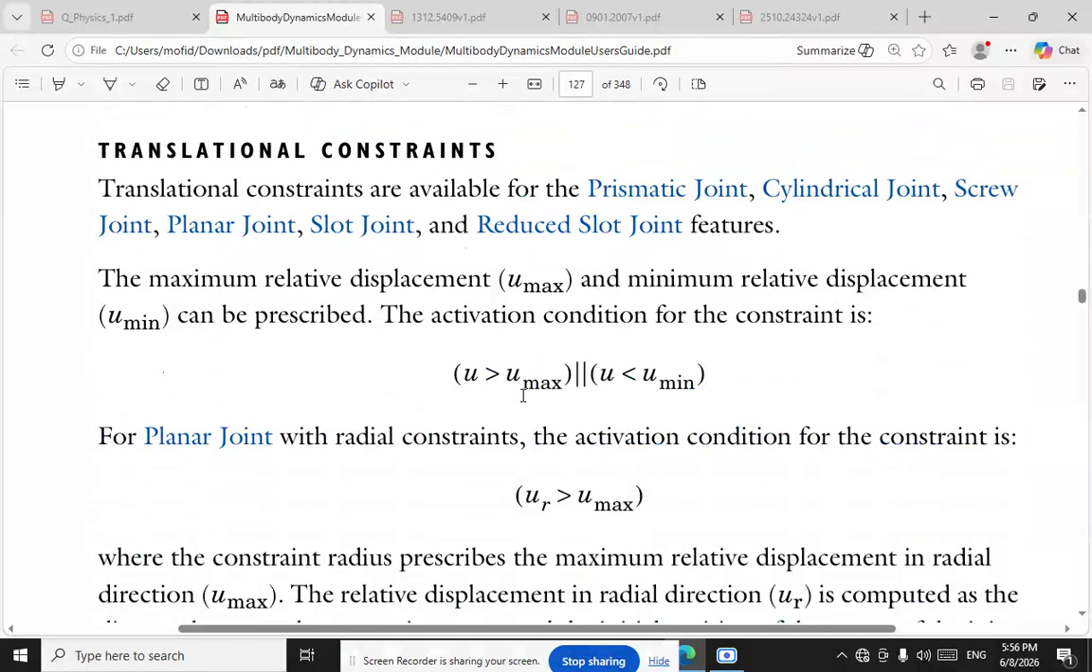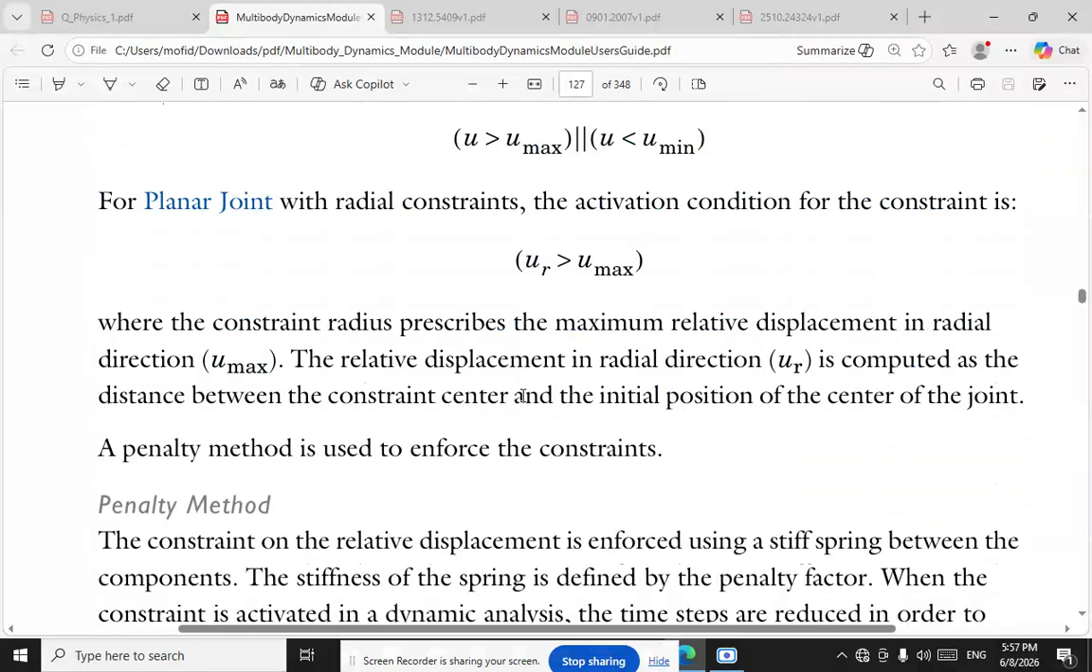Now I want to go through the translation constraints. Translation constraints are available for the prismatic joint, cylindrical joint, screw joint, planar joint, slot joint, and radius slot joint features. The maximum relative displacement U maximum and minimum relative displacement U minimum can be prescribed. The activation condition for the constraint is U is greater than U maximum, and U is less than U minimum.